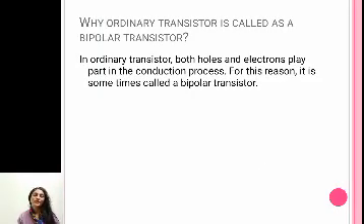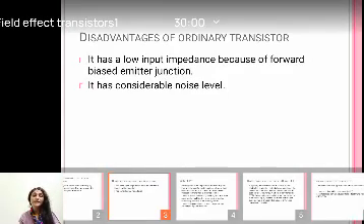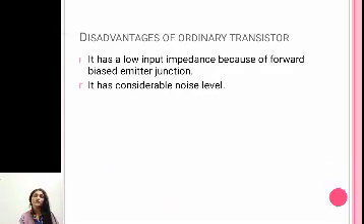Basically, let us try to understand what an ordinary transistor is, or why we call an ordinary transistor a bipolar transistor. When we talk about the ordinary transistor, both holes and electrons take part in the conduction process, and for this reason it is sometimes called a bipolar transistor. But the disadvantage with the ordinary transistor is it has very low input impedance.